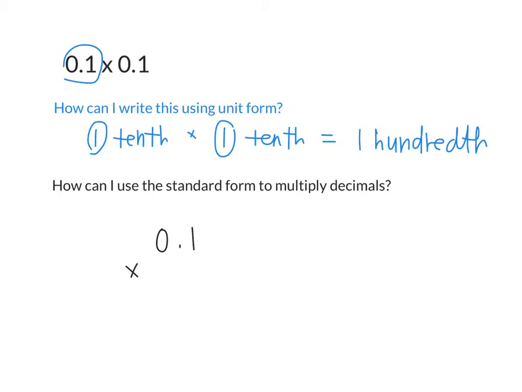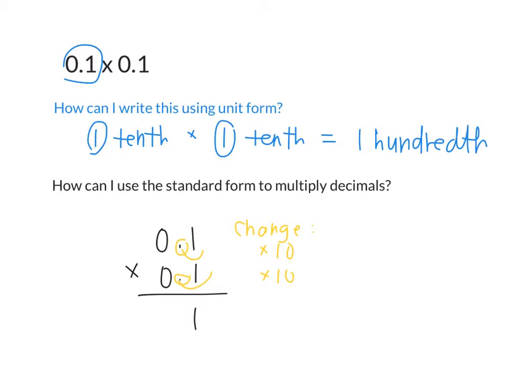I have 0.1 times 0.1. What do I have to do to 0.1 to make it into a whole number? My change has to be what? Times 10. What about this one? What do I have to do here too? Times 10. Now I have 1 times 1, which I know is 1.